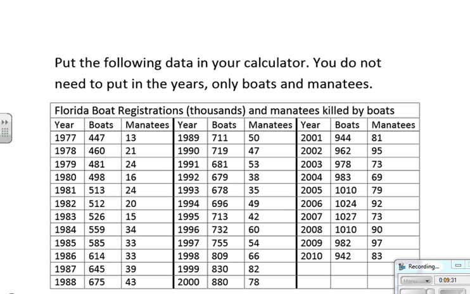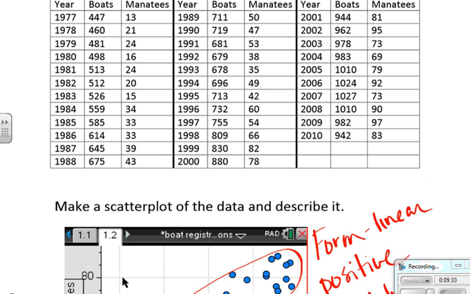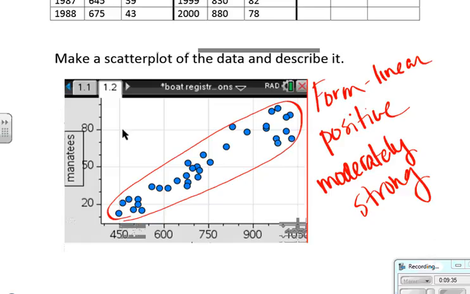All right, so we've got the data in your calculator. We made a scatter plot of the data. We described it. That's it for today. You all have got problems you can work on your homework, and you have the rest of the period to do that. Bye.